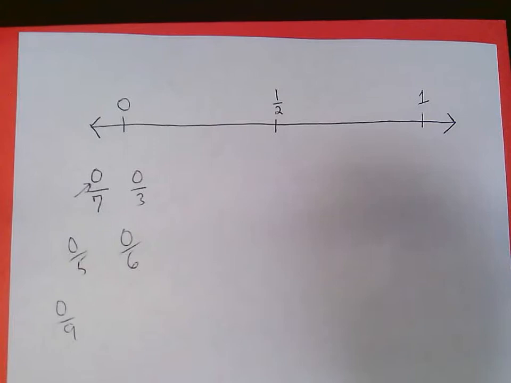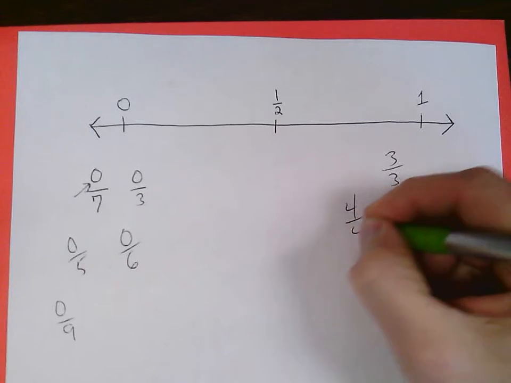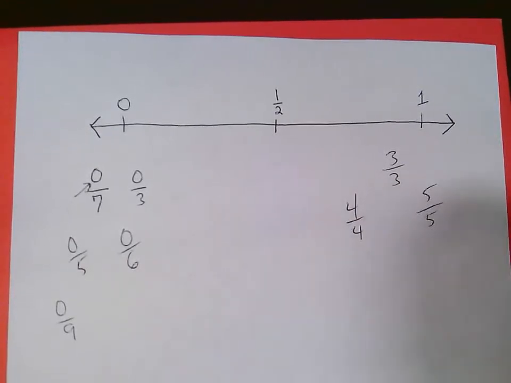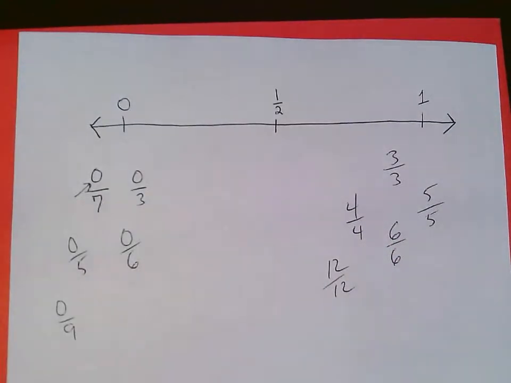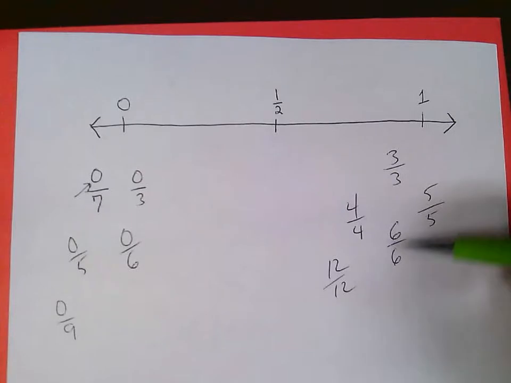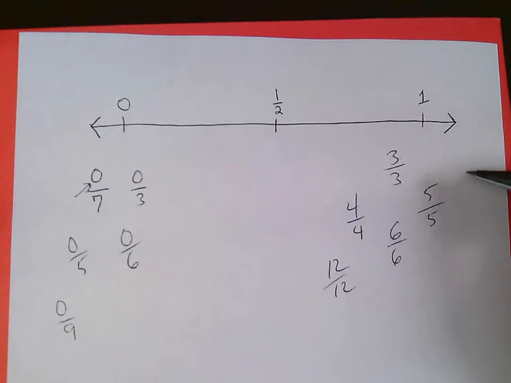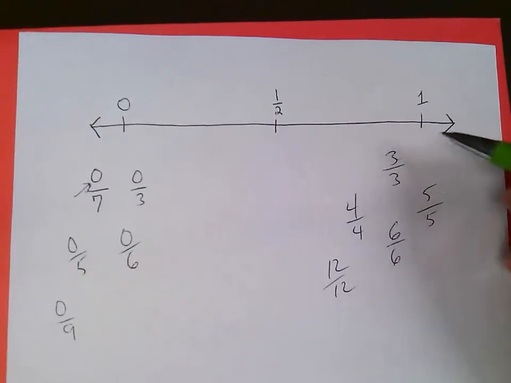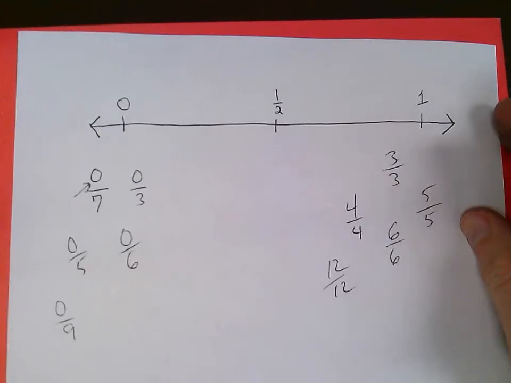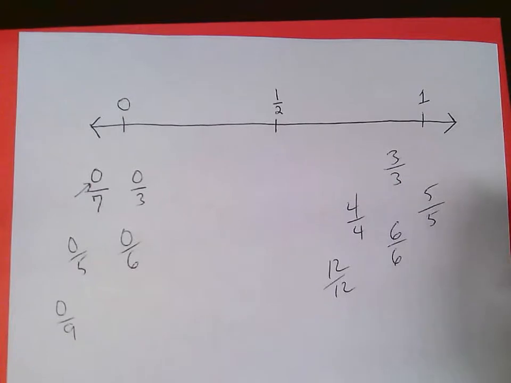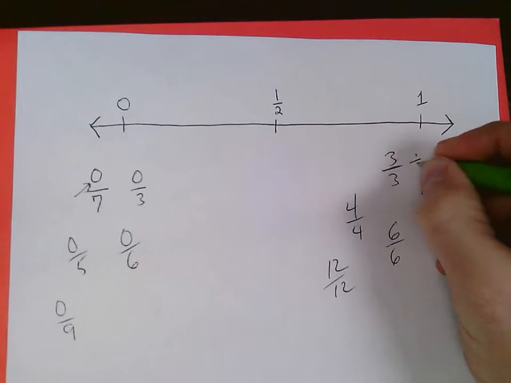Now fractions that are equal to 1 are like 3/3, 4/4, 5/5, 6/6, 12/12. You might have noticed by now that every single one of those, the numerator and the denominator, is exactly the same. Anytime the numerator, the top number, and the denominator, the bottom number, are exactly the same, our fraction is going to equal 1 whole. The reason that works is because our fraction bar actually means divided by.